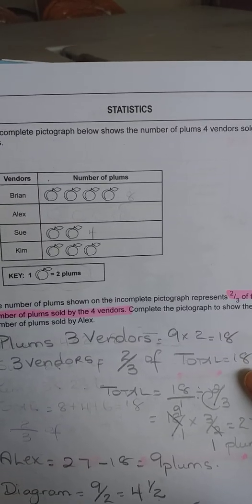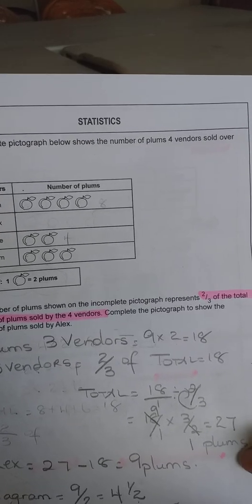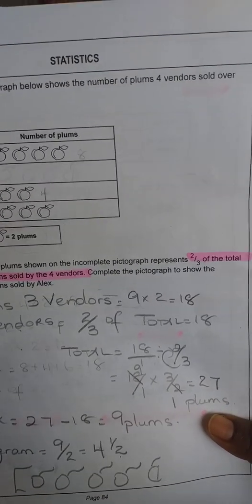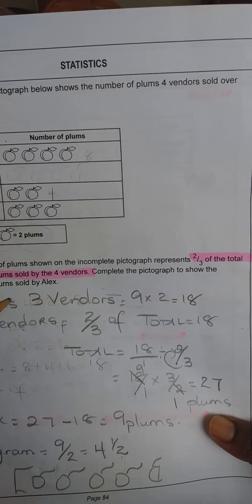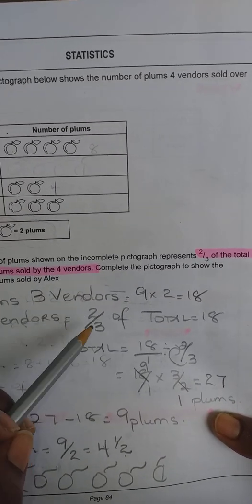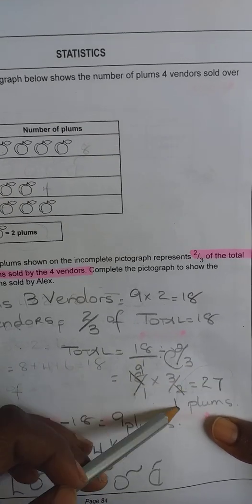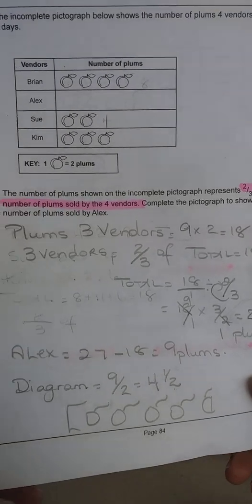So for the 3 vendors, that is 2/3 of the total, which is equal to 18. So we can find the total, right? To find the total, we multiply by the reciprocal. If we flip 2/3, I got 3/2, multiply by 18, and the total number of plums for the 4 vendors is 27 plums, right?